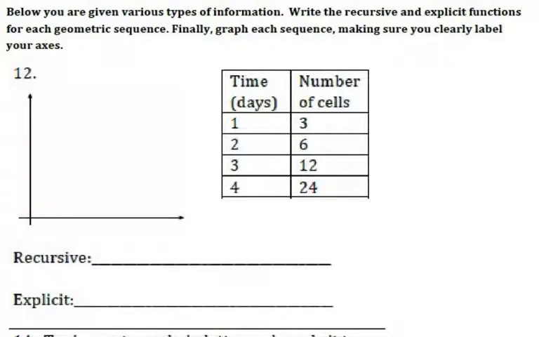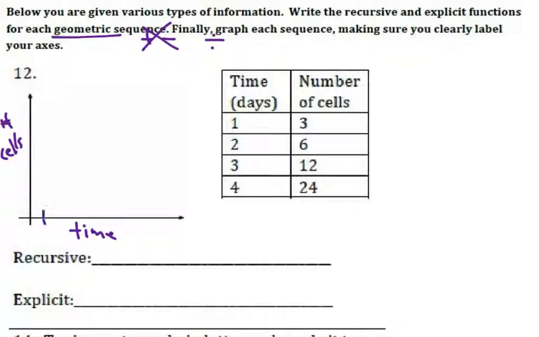Now let's take a look at 12 and I think 14 together. Okay, so now we're dealing with geometric. What you have to remember about geometric is we're not adding or subtracting, we're multiplying and dividing would be another way of saying it. Okay, so let's take a look. Now we're given a table already, so it should be pretty easy to graph, right? So we've got time here and number of cells here.